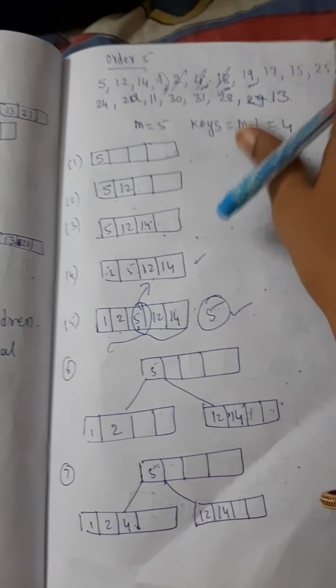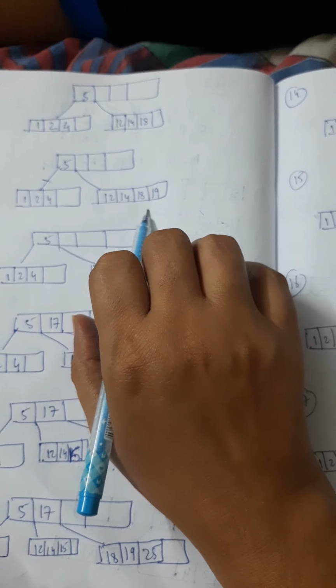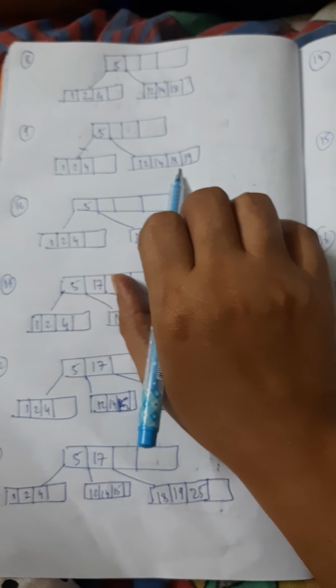Now next you have is 19. So 19 is again greater than 5, so it will come to the right.